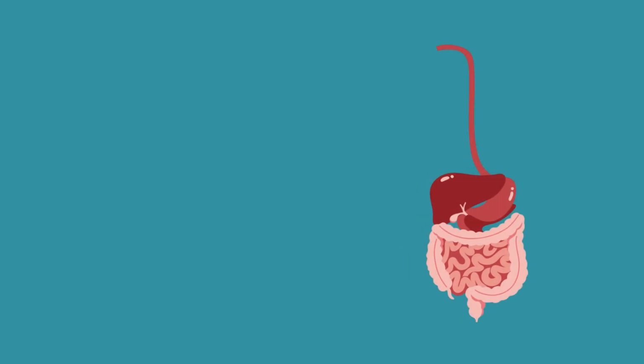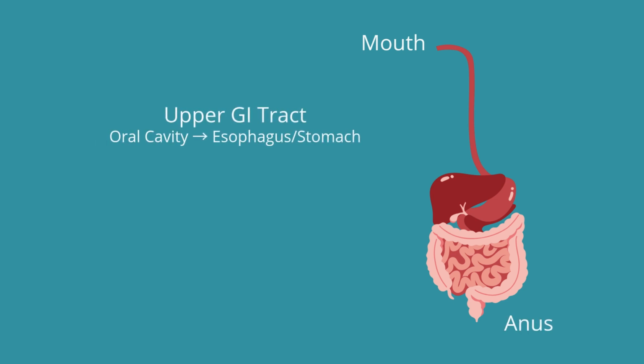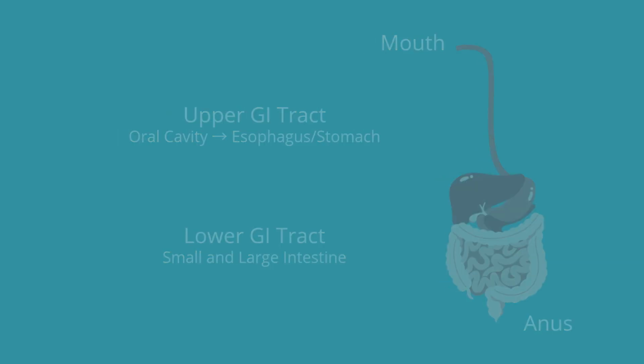The gastrointestinal system is a long, muscular tube that begins at the mouth and ends at the anus. It is divided into the upper GI tract, from the oral cavity through the esophagus and stomach, and the lower GI tract, which includes the small and large intestines.